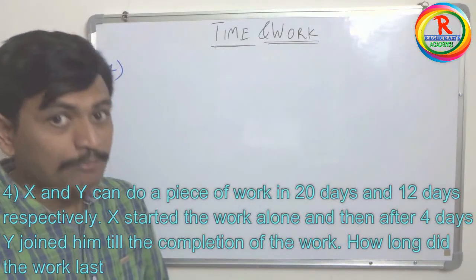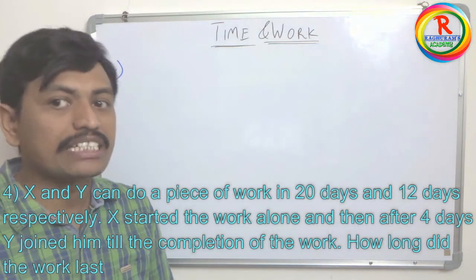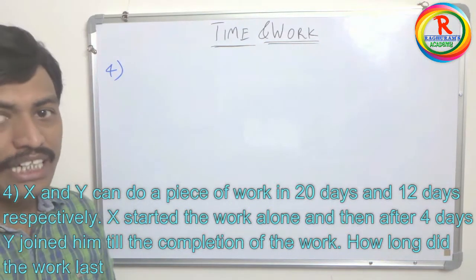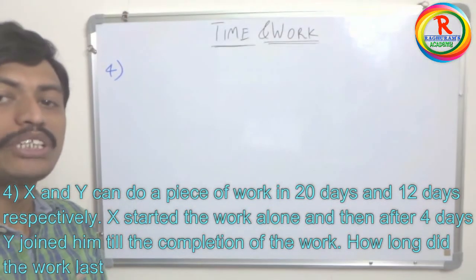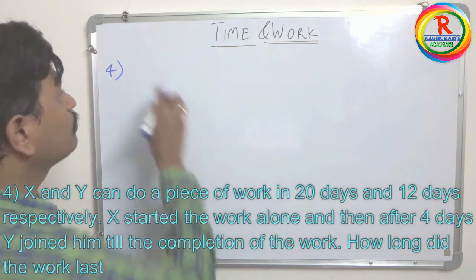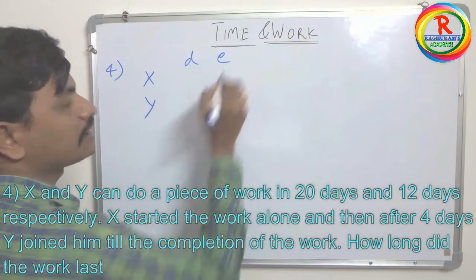Let us take the next problem. X and Y can do a piece of work in 20 days and 12 days respectively. X started the work alone, then after 4 days Y joined him till the completion of the work. How long did the work last? Now we take efficiency, days and efficiency.